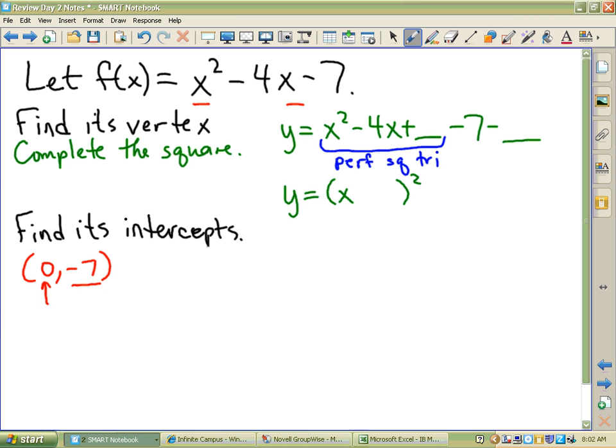So what we do is we add a magic number and we subtract a magic number. Question is, how do we find the magic number? What do we do with this to get us there? Yes, 4. Why?